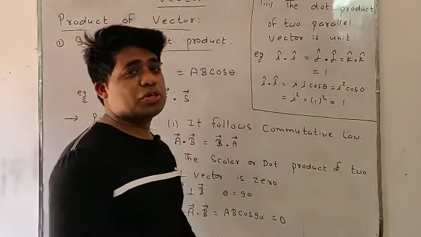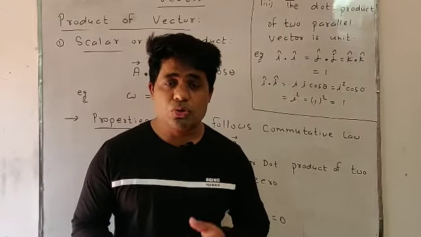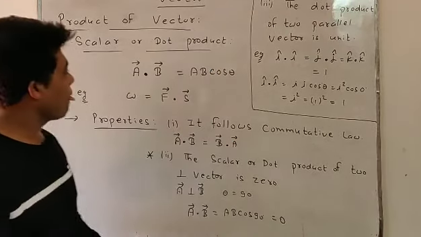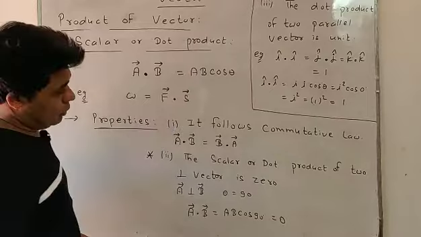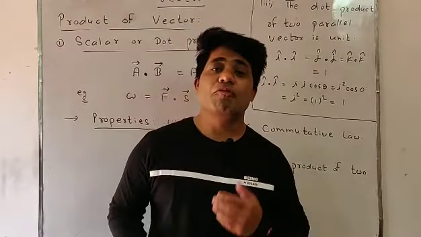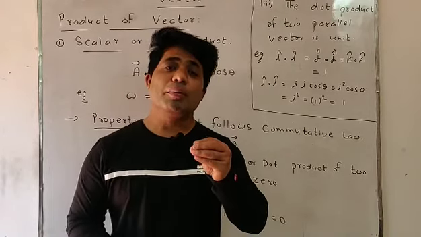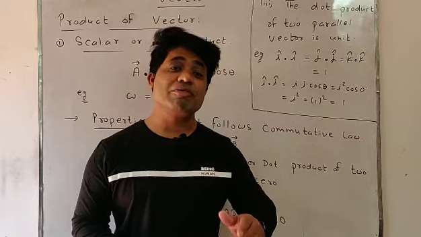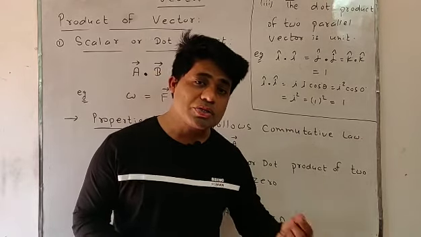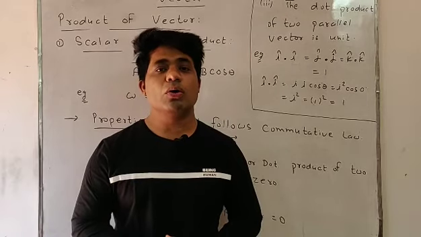Basically, there are two types: scalar or dot product, and second is vector or cross product. So today we'll discuss, first of all, the first point, scalar or dot product. Okay, what is the definition of dot product? Listen, when the multiplication of two vectors gives the result as a scalar quantity, such a product is said to be a scalar or dot product.